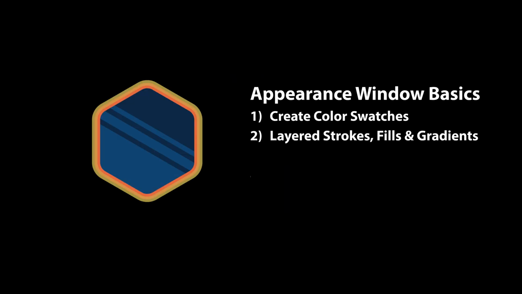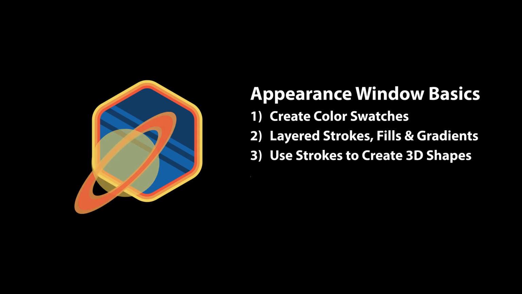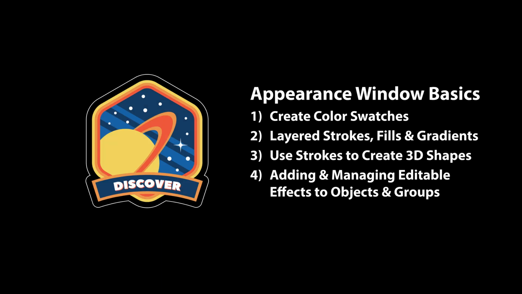Now, I'd be remiss if I didn't say this. This is the first of a 4-part piece showcasing one of my very favorite tools in Adobe Illustrator, the Appearance window. The Appearance window will do more to improve your workflow than any other single tool in Adobe Illustrator. Those 4 parts are how to create color swatches, layered strokes, fills, and gradients, using stroke to create 3D shapes and mask, and then finally, adding and managing editable effects to objects and groups. This, as you know, is part 1, creating color swatches. This can work as a unified series or deliver just what you need. Let's go ahead and get started.